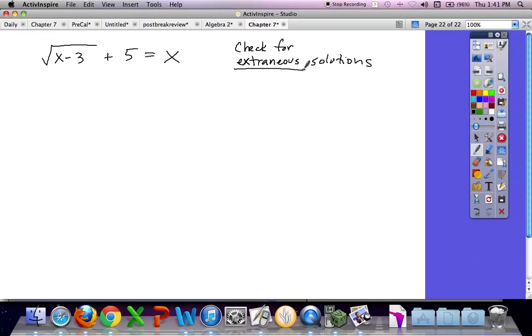We're still going to follow the same steps, i.e., first isolate the radical, second undo the radical, third solve the equation that you're left with. So isolate the radical, subtract 5. The square root of x minus 3 equals x minus 5. So we have isolated the radical.